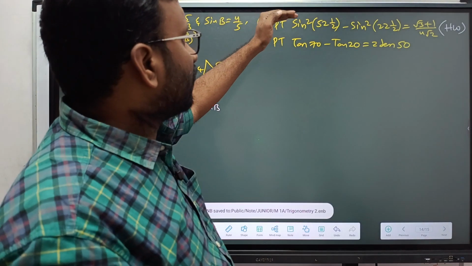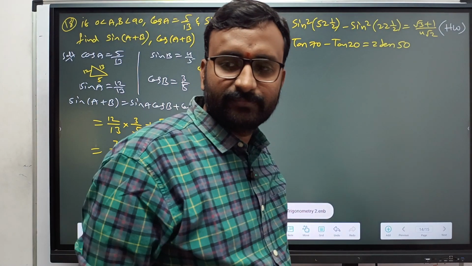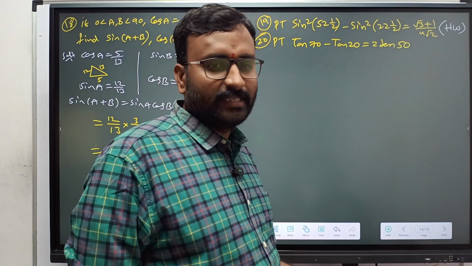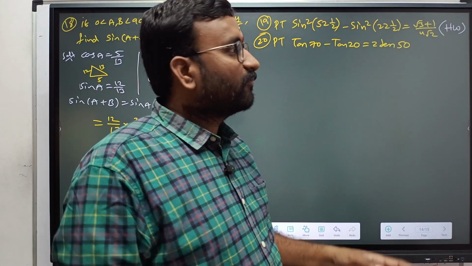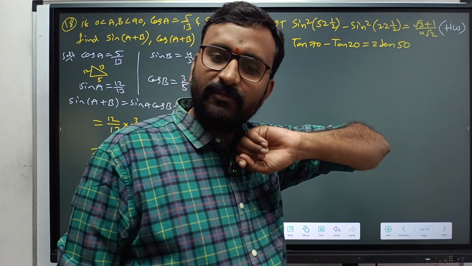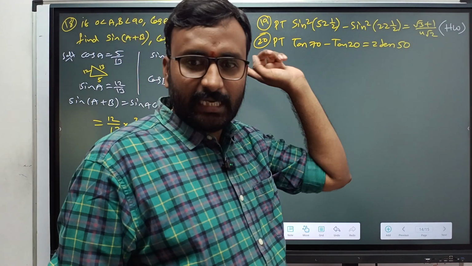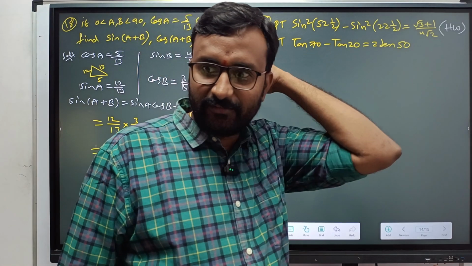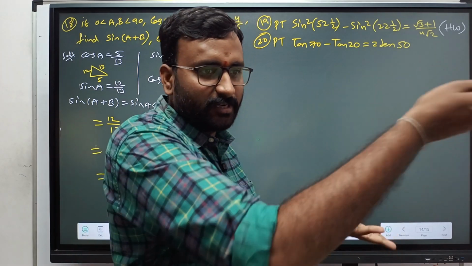Now sine square theta minus sine square alpha, different angles. How can you solve this? By using the a square minus b square formula. Sine square A minus sine square B equals sin of A plus B times sin of A minus B. For A plus B, 52 and half plus 22 and half is 75, and A minus B is 30. 75, we already know the value, we just now solved it: root 3 plus 1 by 2 root 2. Substitute, you will get the answer.